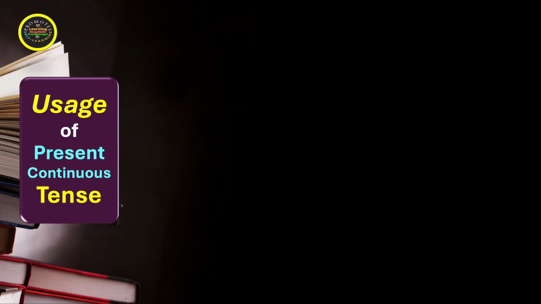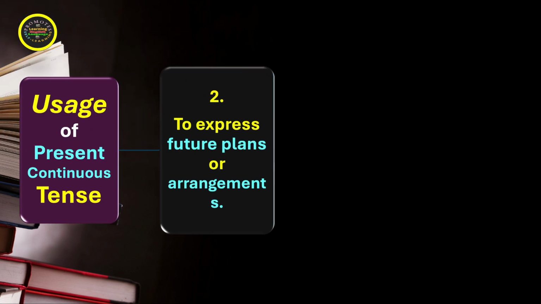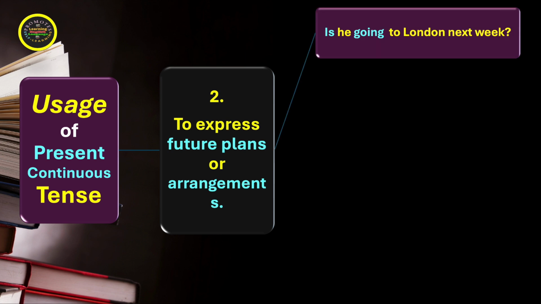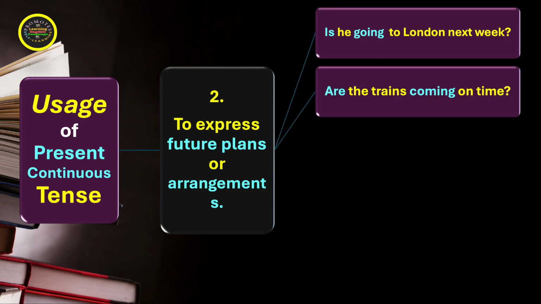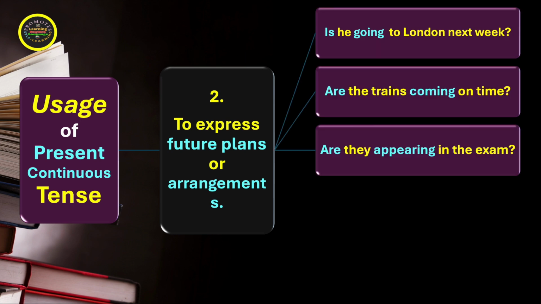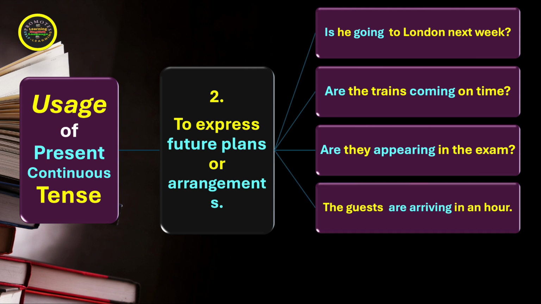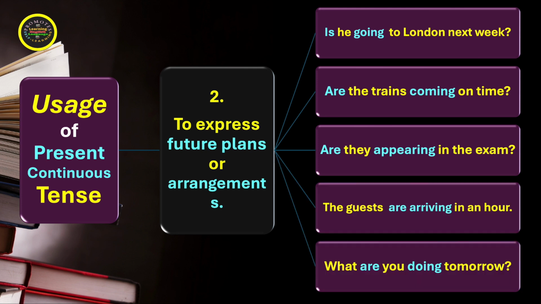Now we have the usage of present continuous tense, the second point is to express future plans or arrangements. See the examples. Is he going to London next week? Are the trains coming on time? Are they appearing in the exam? The guests are arriving in an hour. What are you doing tomorrow?